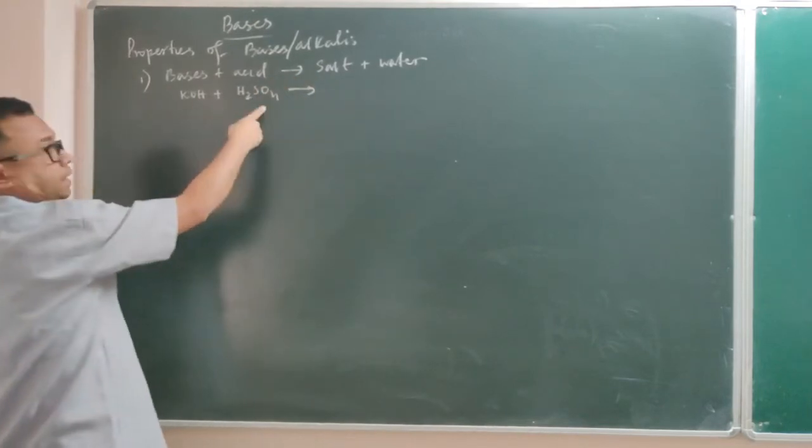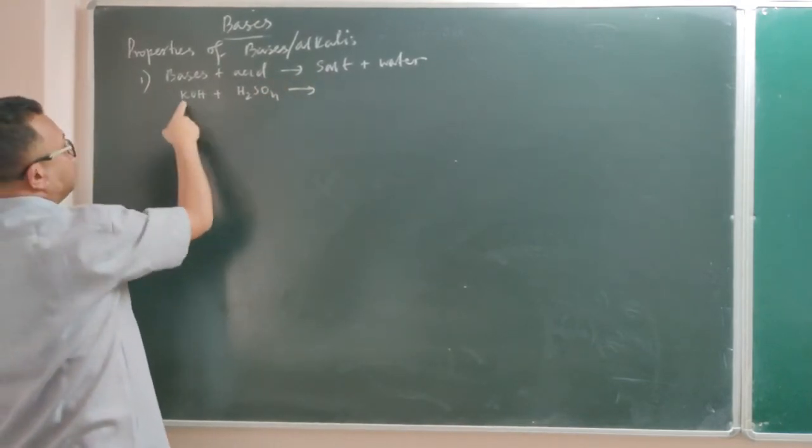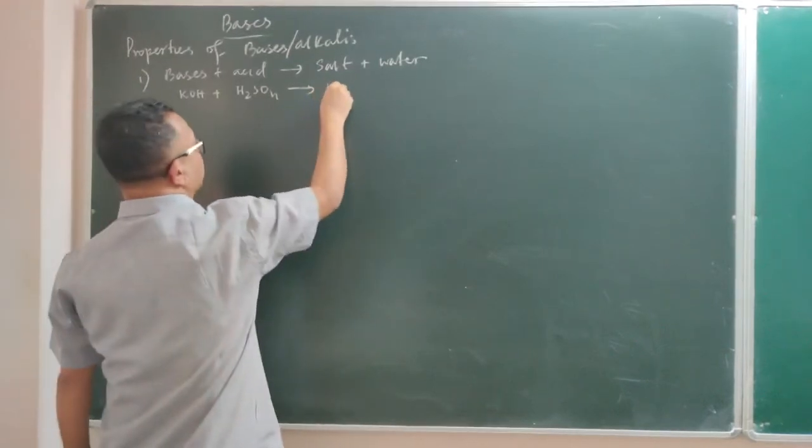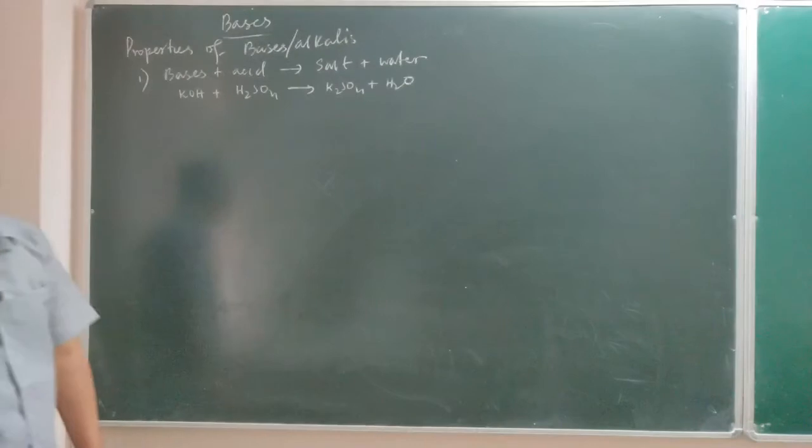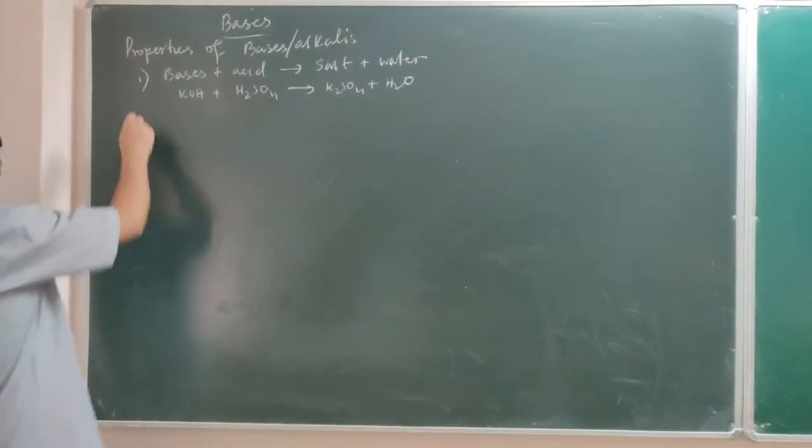So as base and acid will give you salt. Salt means potassium will go and join with sulfate to form potassium sulfate, and then plus water. Yeah, this is the first property of base, which you know already.